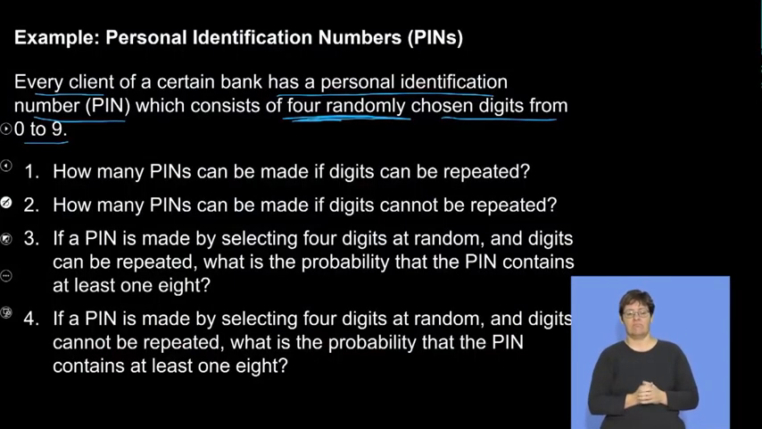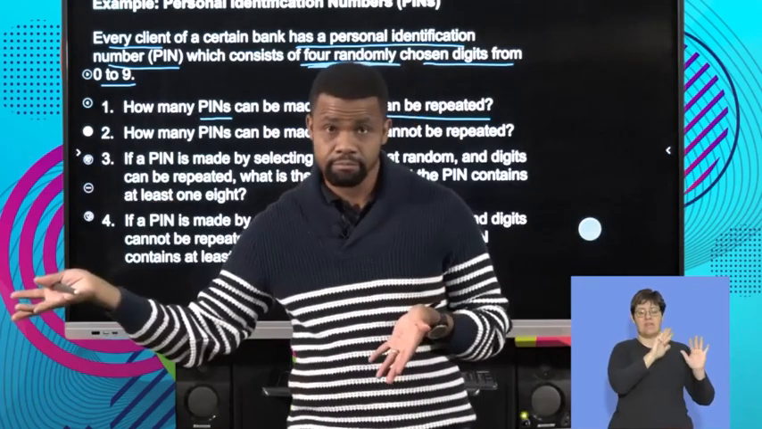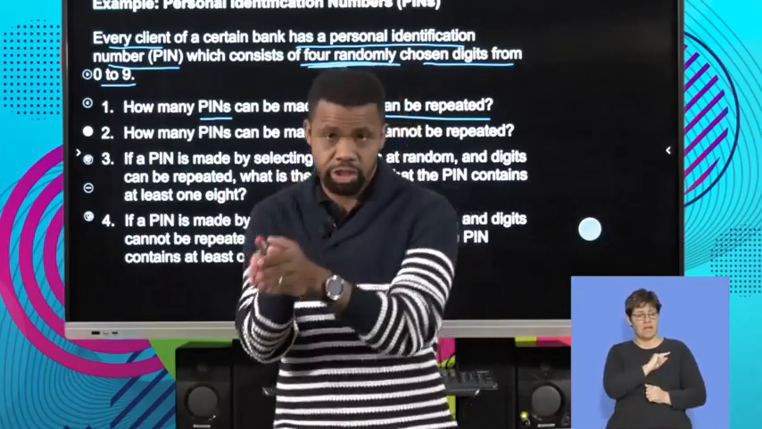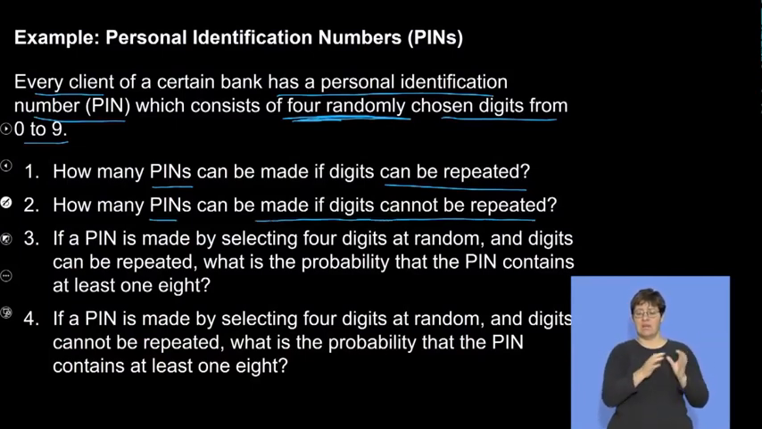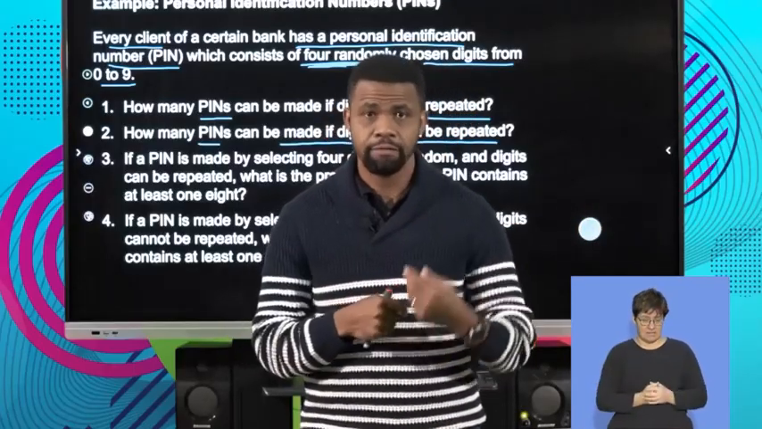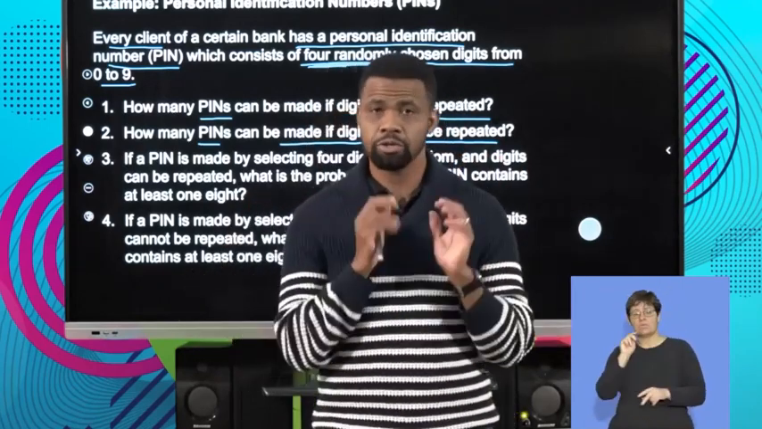Now, what does the first question want us to do? How many PINs can be made if the digits can be repeated? Digits can be repeated. It implies I can use 9999 and so on. I can use 5 four times because I can repeat the digits. The second question, how many PINs can be made if digits cannot be repeated? If I've used 5, I cannot use 5 again. If I've used 9, I cannot use 9 again. So you cannot repeat the digits.